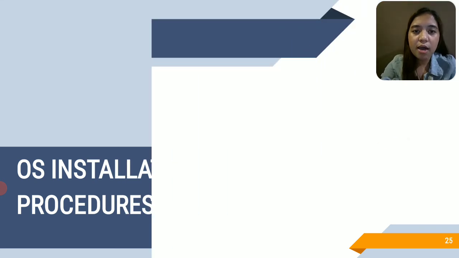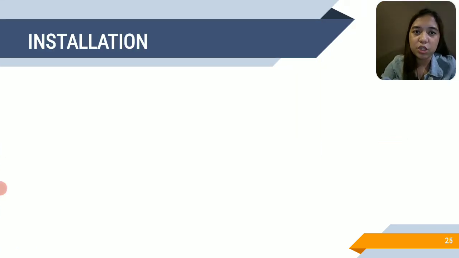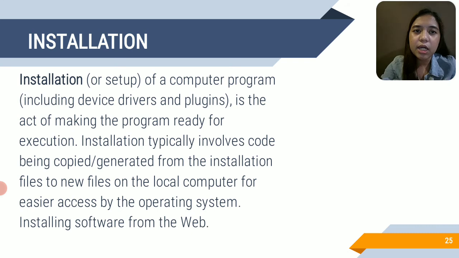So we do have our OS installation procedure. And what could be an installation first? An installation of a computer program, including devices, is the act of making the program ready for execution. The installation typically involves code being copied, generally from installation files to new files on the local computer for easier access by your OS. So basically that will be installing software from the web.